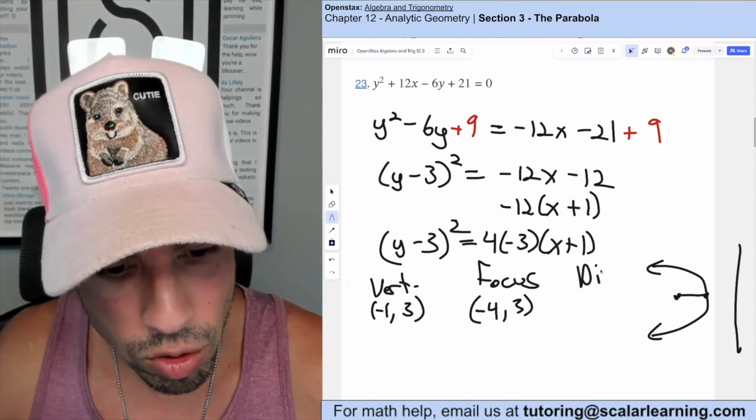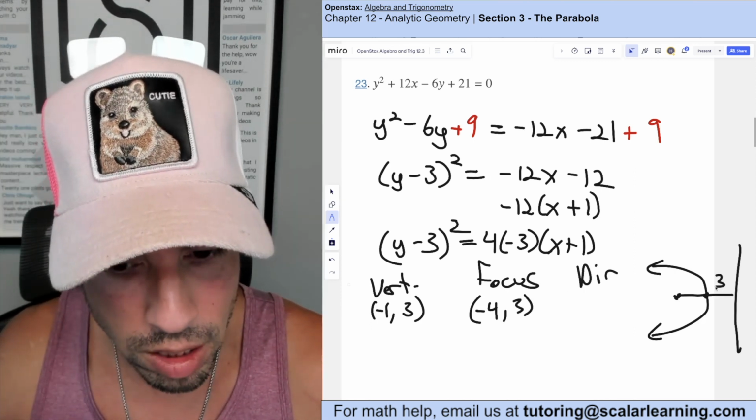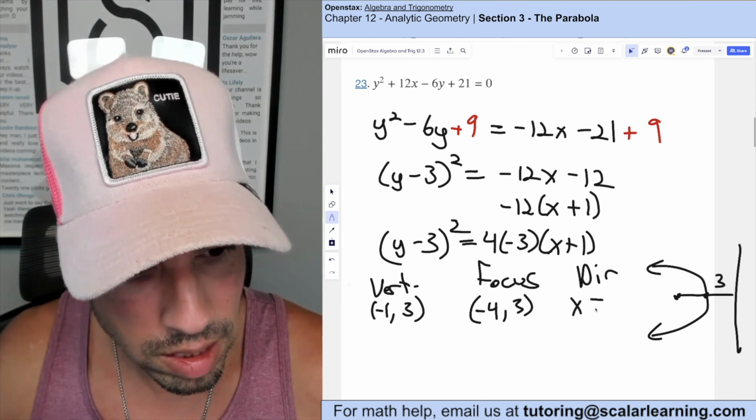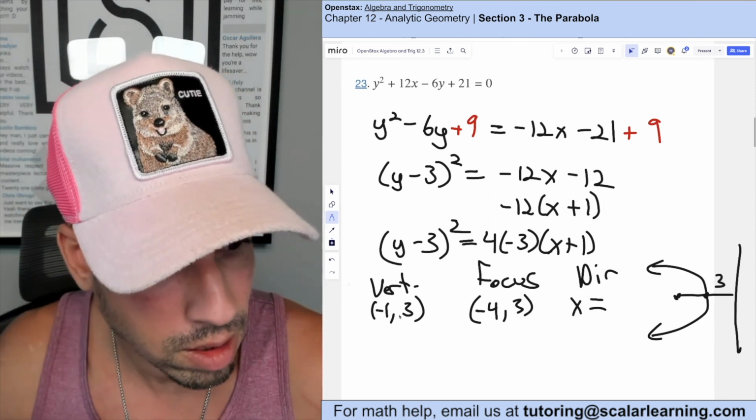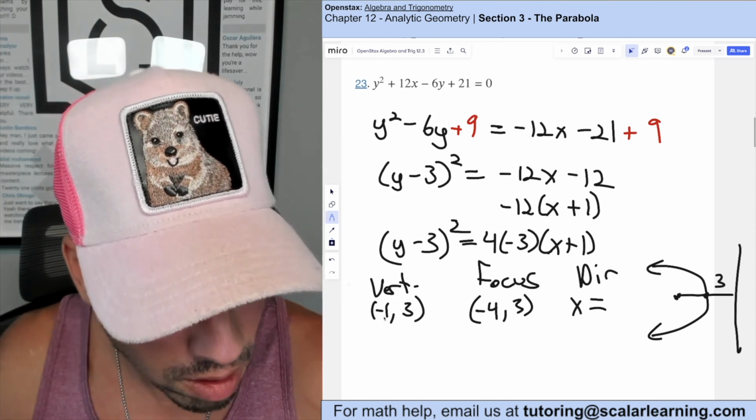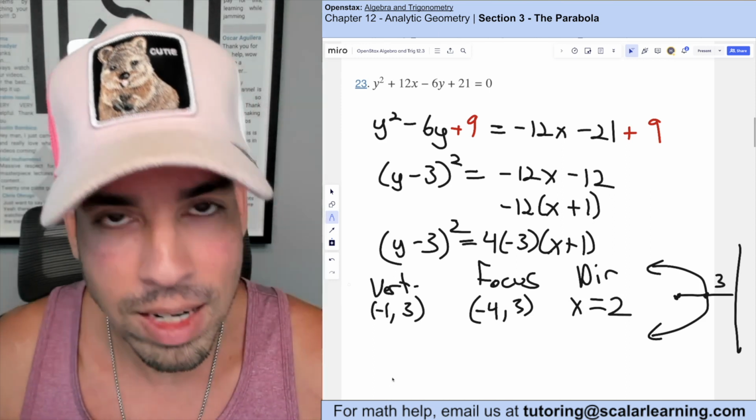And last but not least, the directrix goes the other direction by 3. And that is x equals, so again, the vertex is at negative 1. So we're adding 3 to that, and that gives us 2. And that is how you do it.